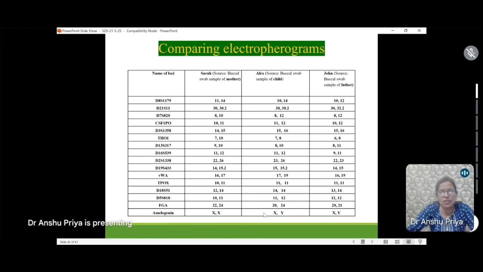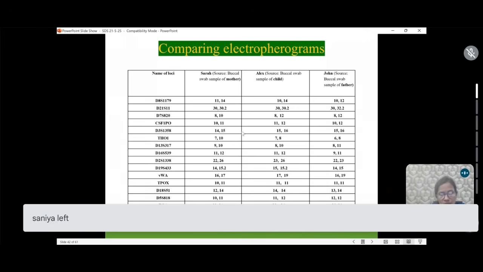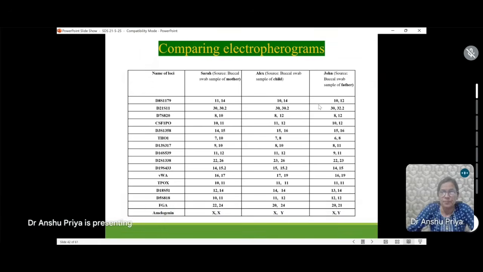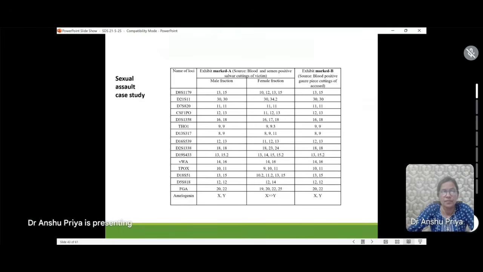So similarly, we check at all the loci, and they are inherited 50% from the father side and 50% from the mother side. So we can say that Alex is the biological son of John, and John is the biological father. It proves that.